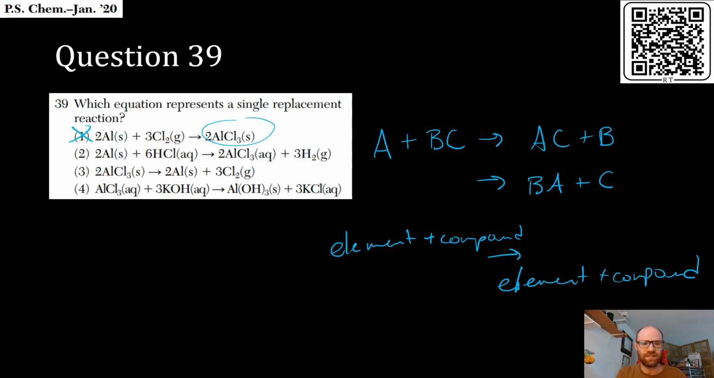This is going to be a synthesis reaction. For the third choice, we have one reactant. That's going to be a decomposition reaction. So we'll just take those out. For this one, we have an element and a compound, and we're making a compound and an element, so that's promising. We'll check the last one to be sure. We've got a compound and a compound and a compound and a compound. Choice 4 represents a double replacement reaction. We don't want that, so our answer is, again, 2.